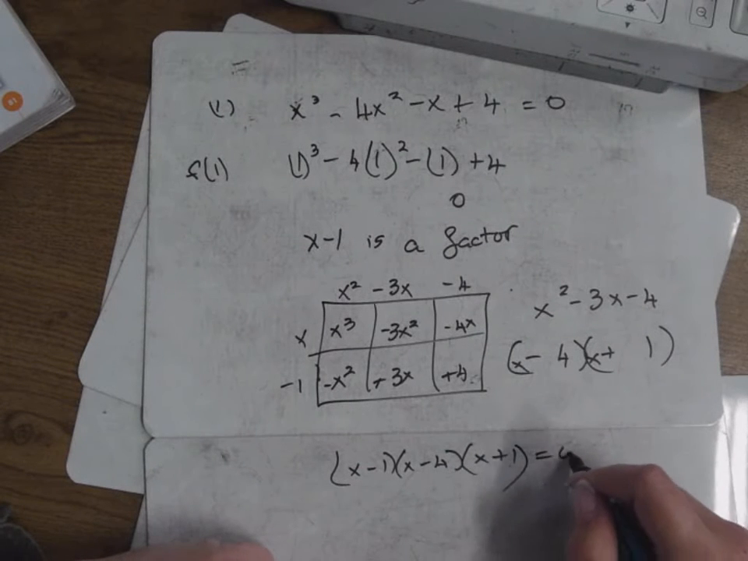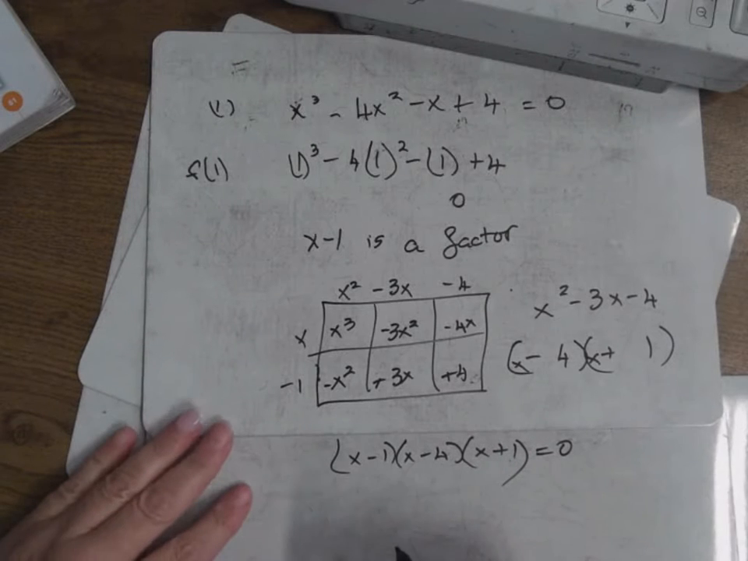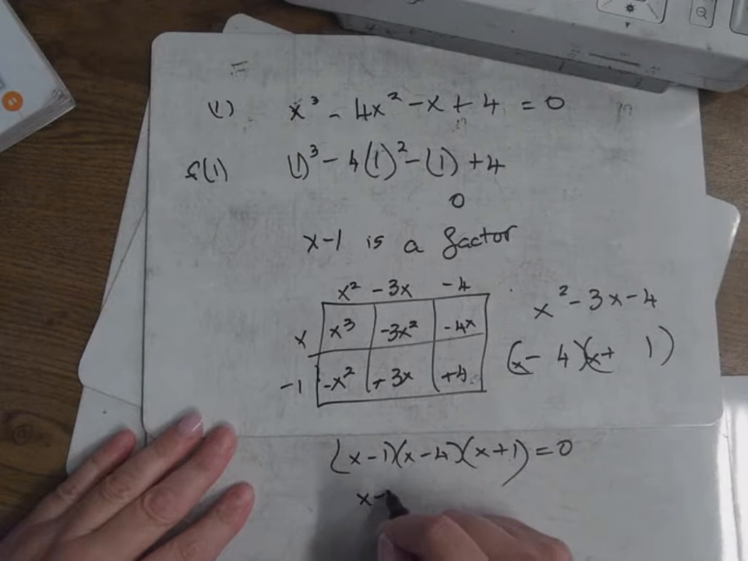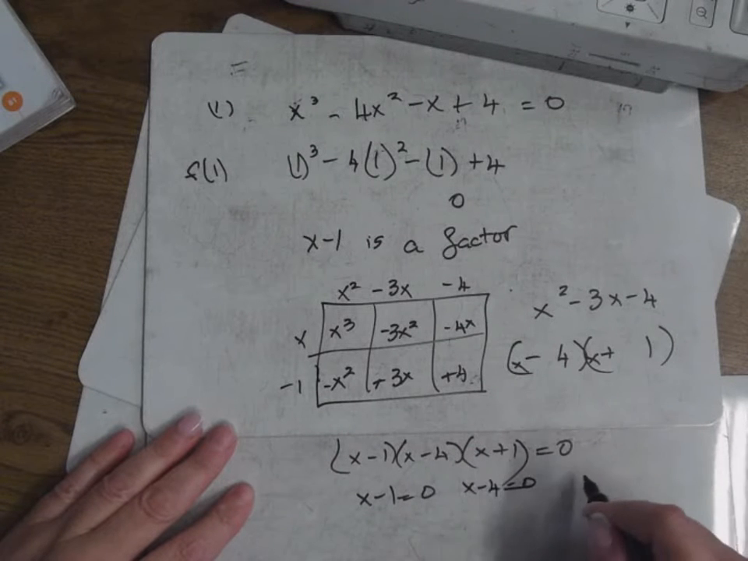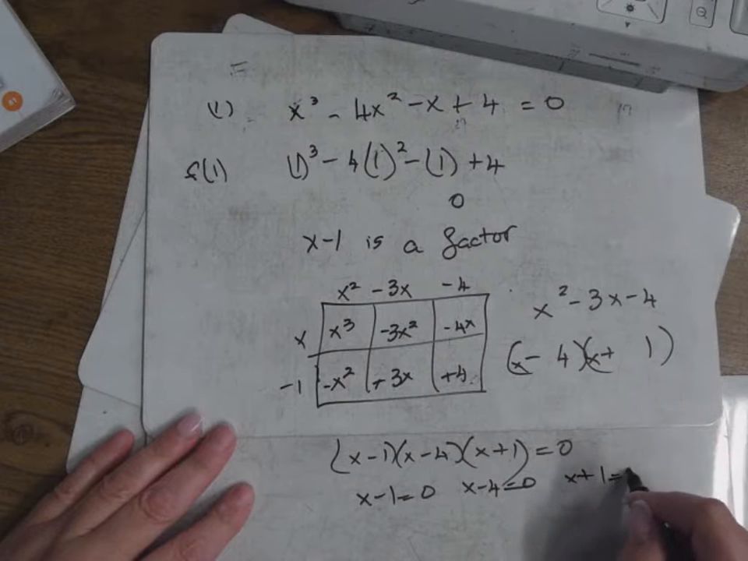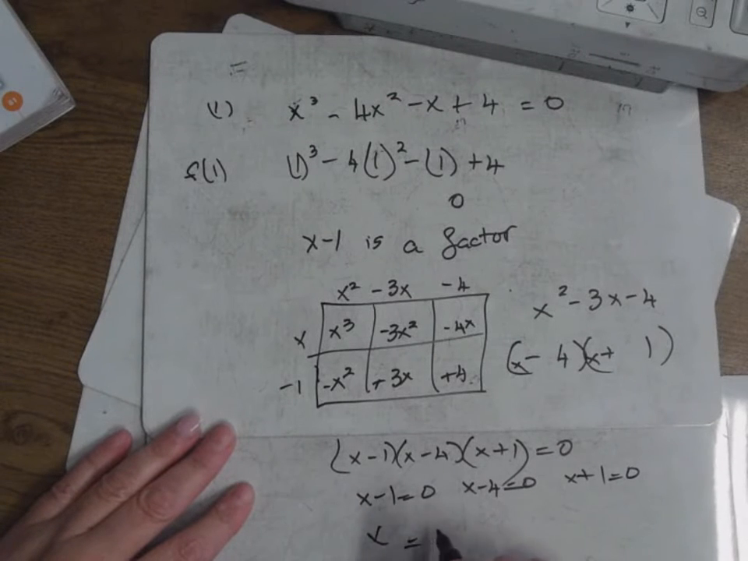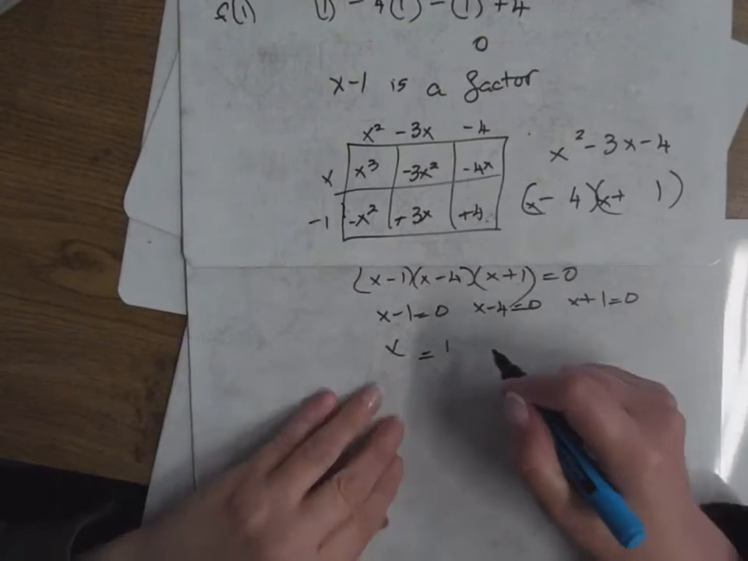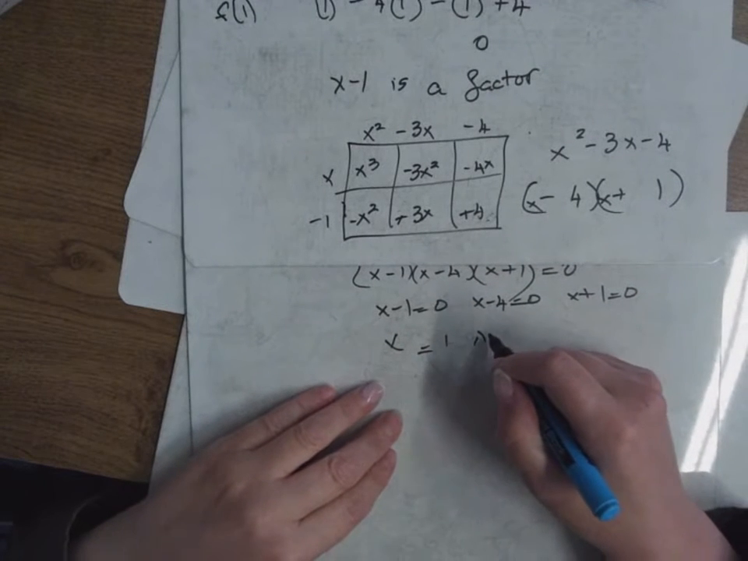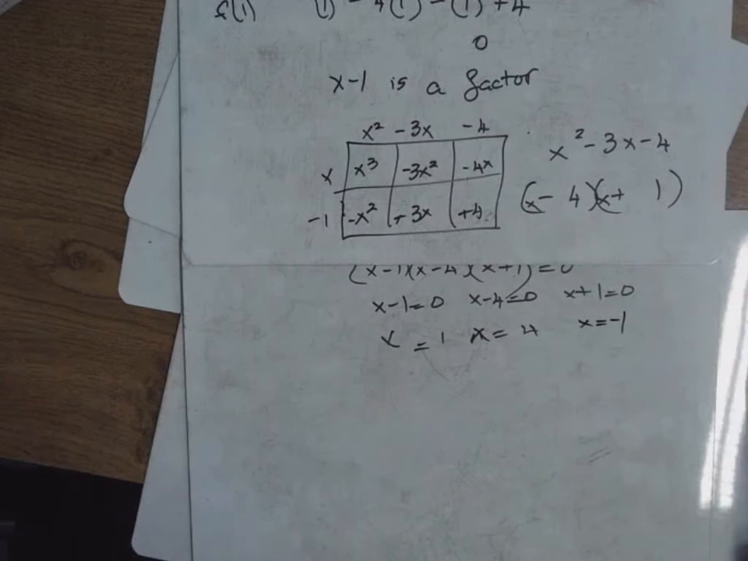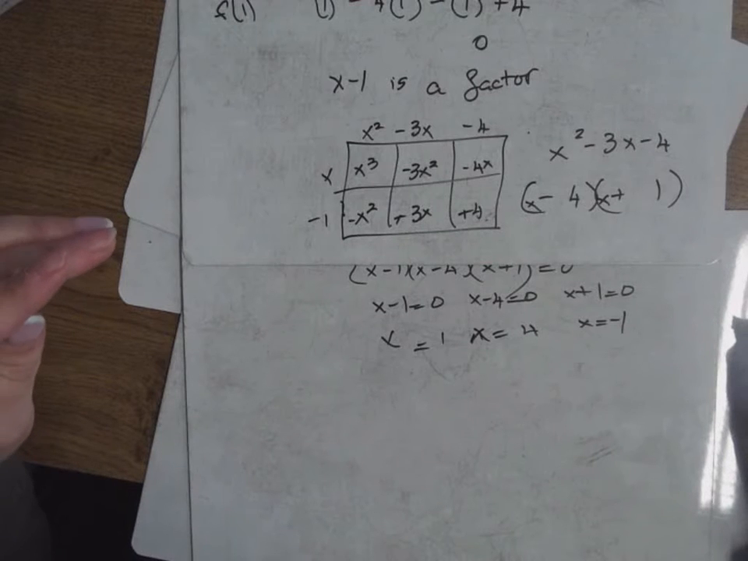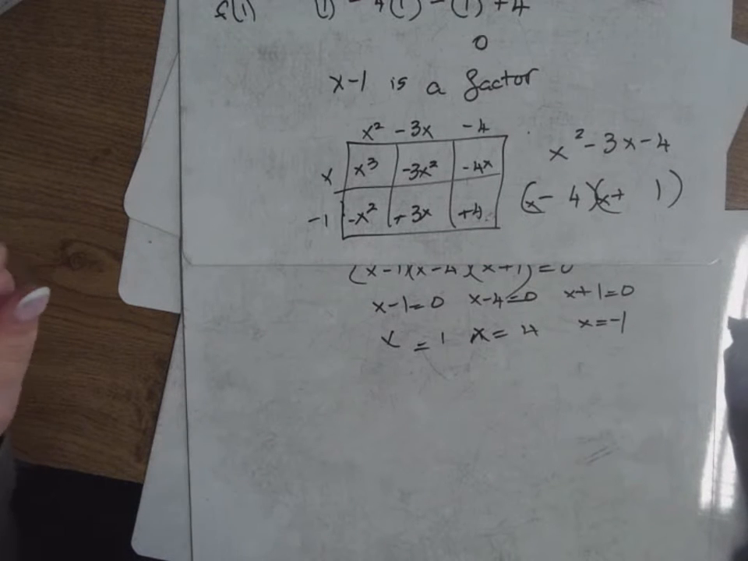Okay, they said factorize, I said continue on and solve, right? So let each bracket equal naught: x minus 1 equals naught, x minus 4 equals naught, x plus 1 equals naught, and that will give me x is equal to 1, x is equal to 4, and x is equal to minus 1. There's my 3 answers. Are we good? Any other part you want done? It's all good? You all happy?